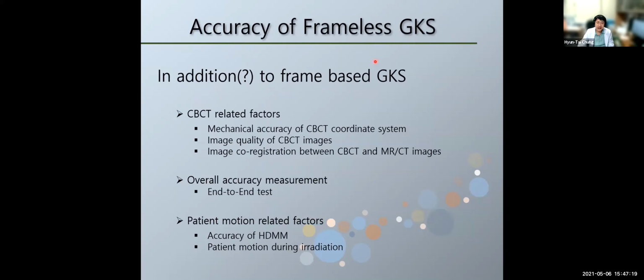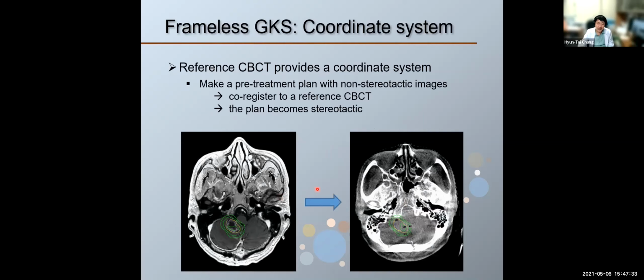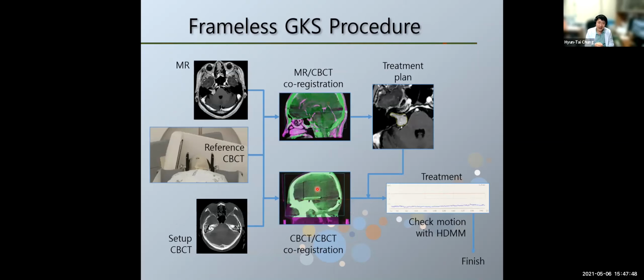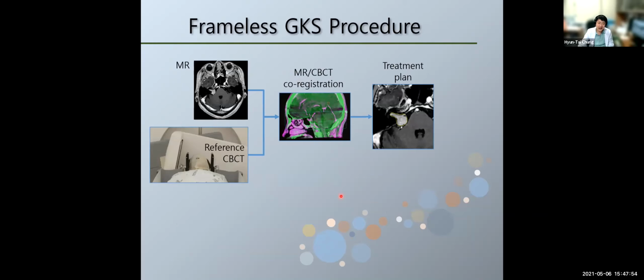For frameless gamma knife surgery, we can easily assume that there must be some additional errors related to cone beam CTs. So we'll see. First, we want to see the accuracy of correlation between MR images and cone beam CT images, which gives the stereotactic coordinate values to non-stereotactic MR images. So for this whole procedure, the first thing is we will look at the correlation of the MR images with the reference cone beam CT images.